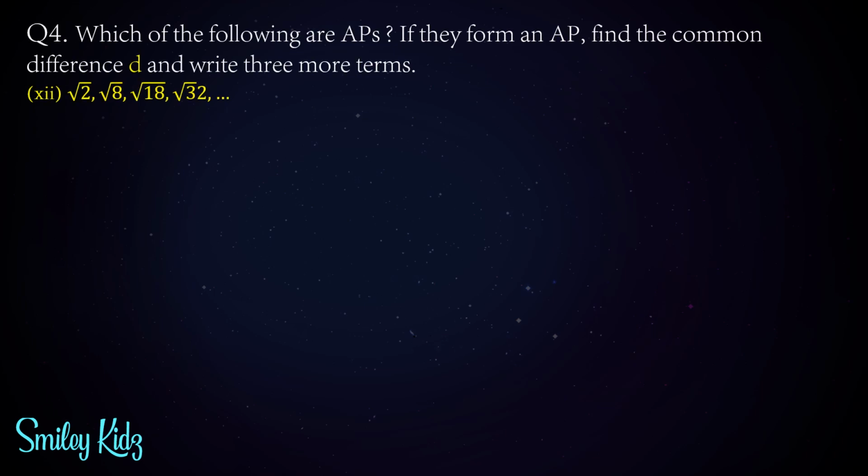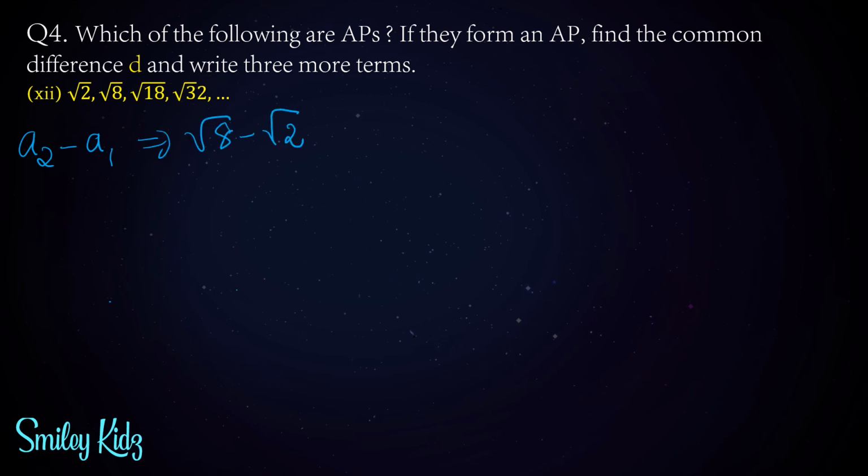Have a look at the sequence. Root 2, root 8, root 18, root 32 and so on. Well, now I'm in a confusion. Have to find out the common difference of this. Well, it's simple. A2 minus A1. That's what we do. Root 8 minus root 2.